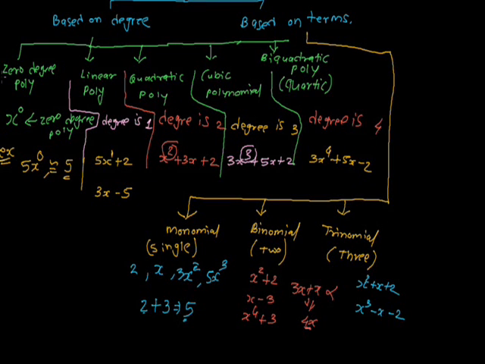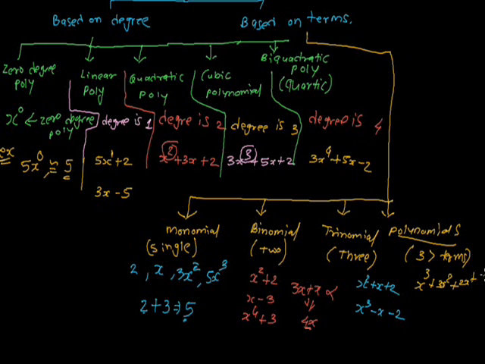And furthermore, an expression with more than 3 terms is generally known as a polynomial. For example, the cubic polynomial x cube plus 3x square plus 2x plus 1 is an example of a polynomial.